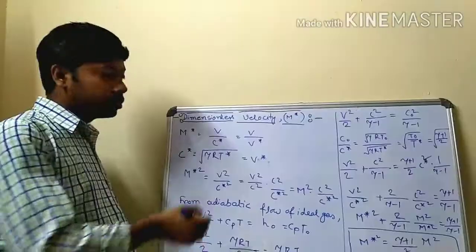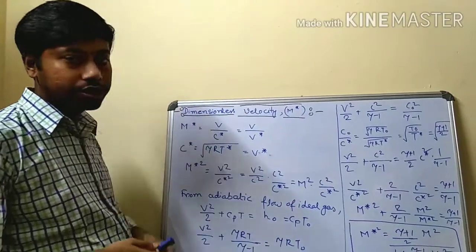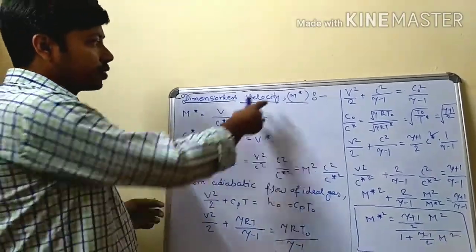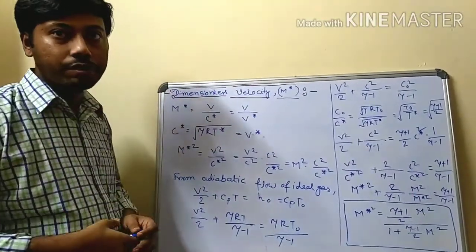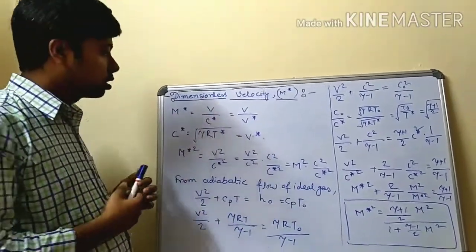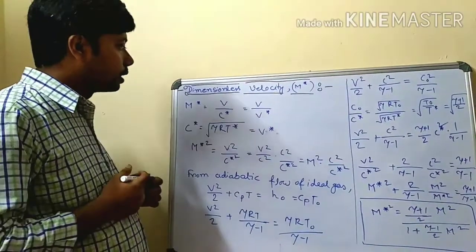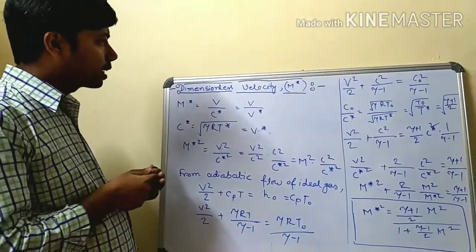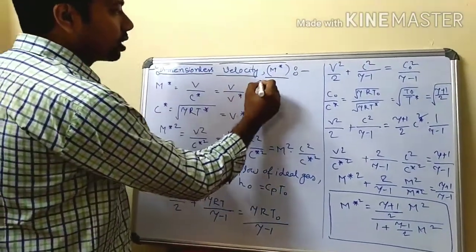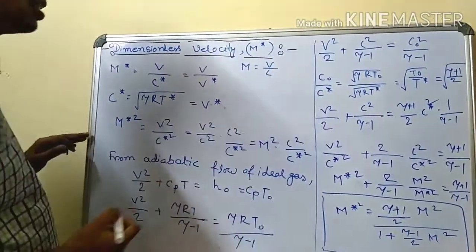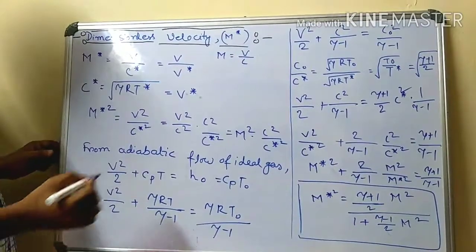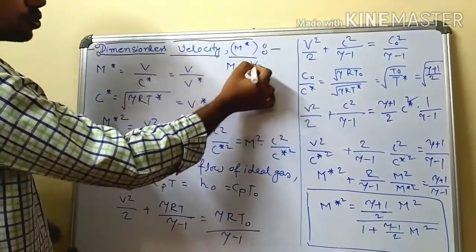This is the new topic, the dimensionless velocity, which is one of the parameters in compressible fluid flow and is a very important concern in the compressible fluid flow chapter. As you know, the Mach number is equal to V by C, that means the velocity of the fluid with respect to the velocity of sound.